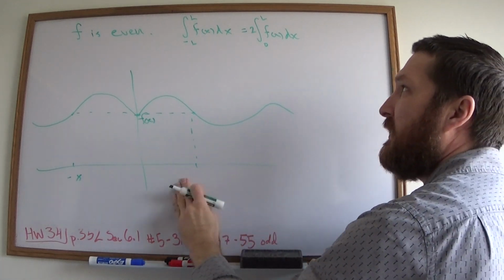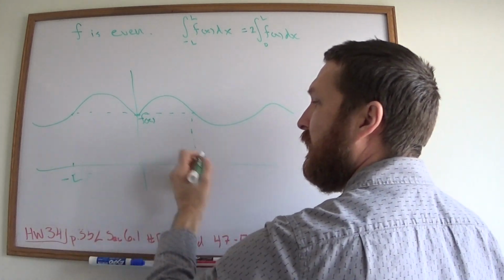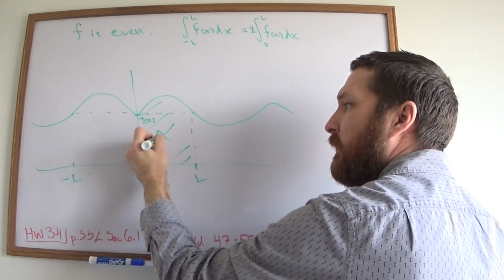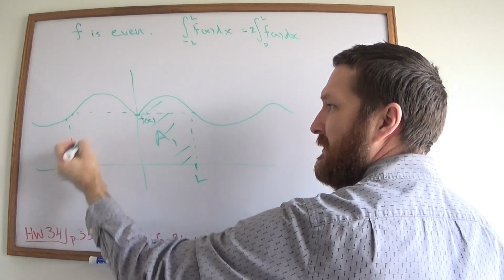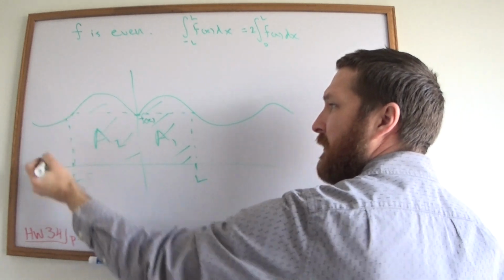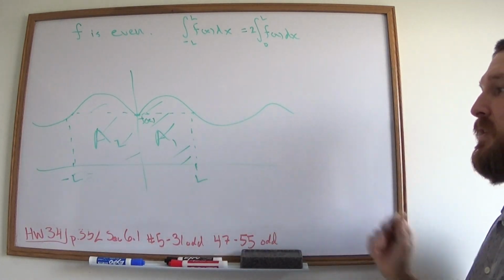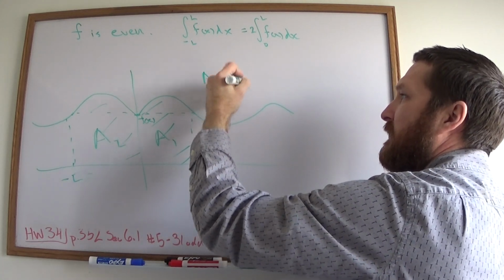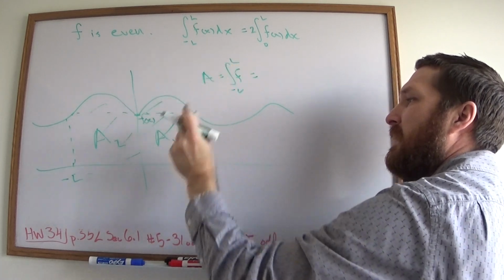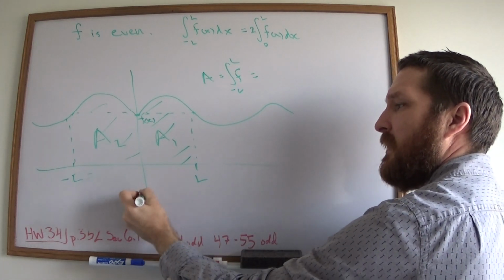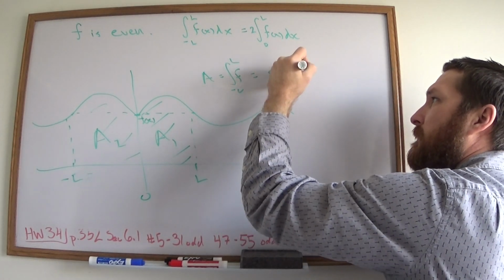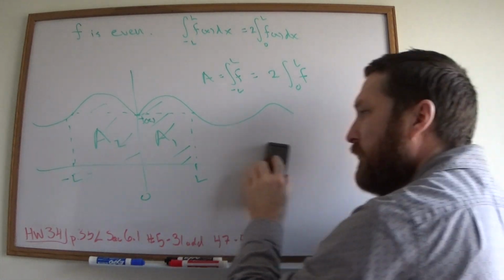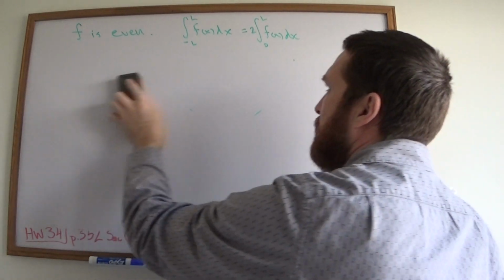And so, if you're integrating from -L up to L, then this area, A1, is exactly the same as this area, A2. Right? So graphically, that's why this works. So you could just say, well, hold up. The actual area from negative L to L of f is the same thing as 2 times the area from 0 to L, right? So graphically, we have a sense of that. But that's not a proof. How do we prove this?